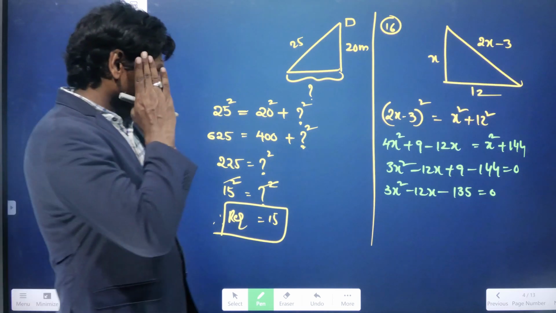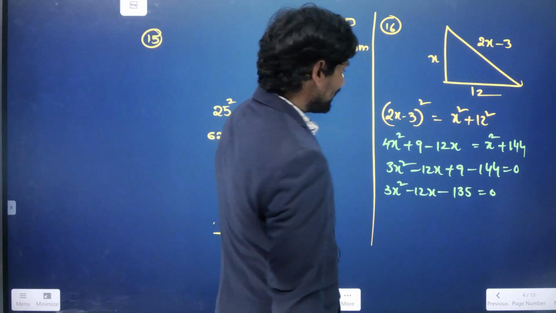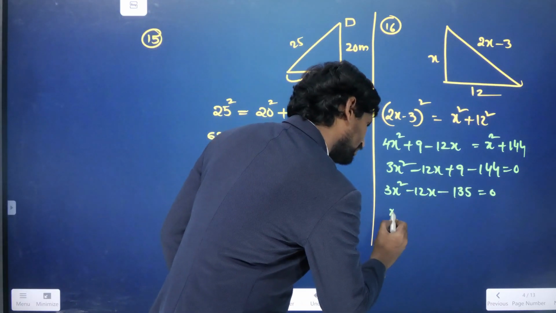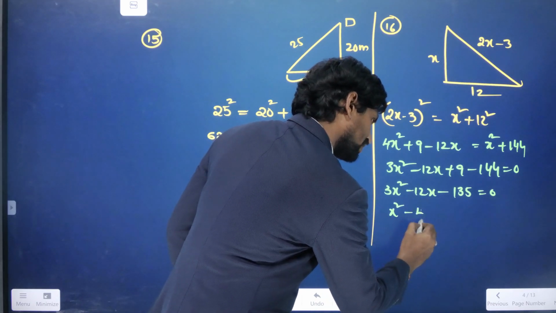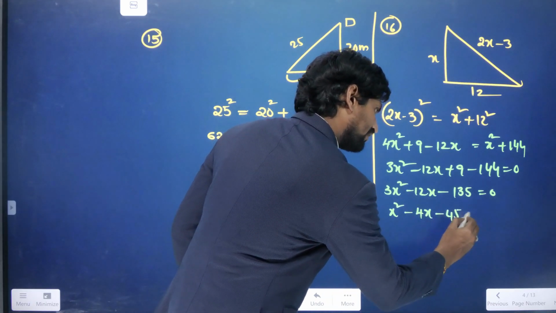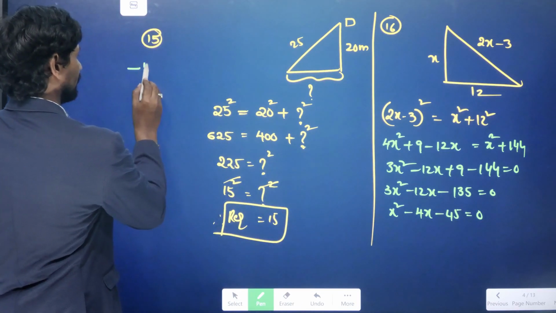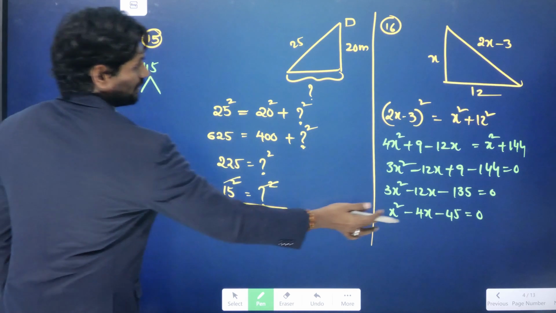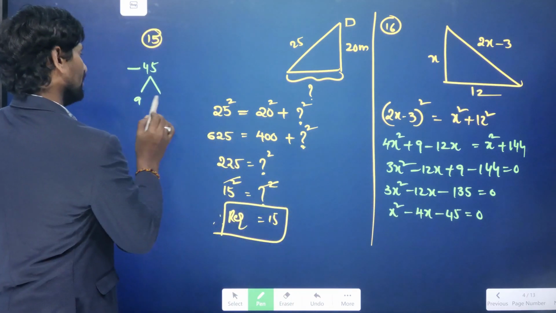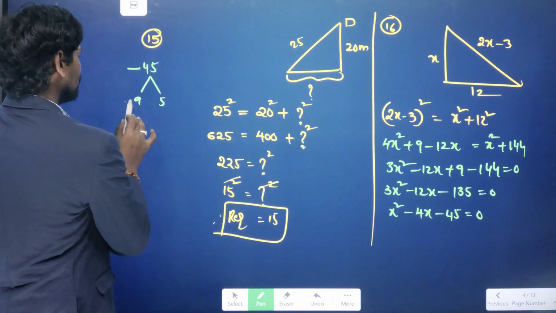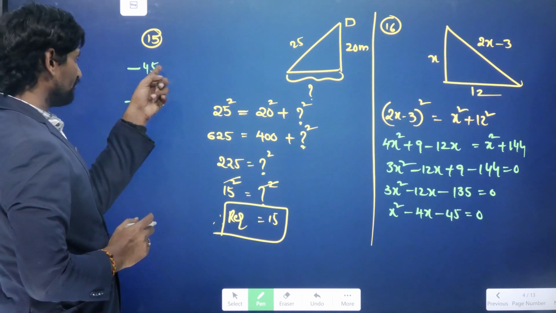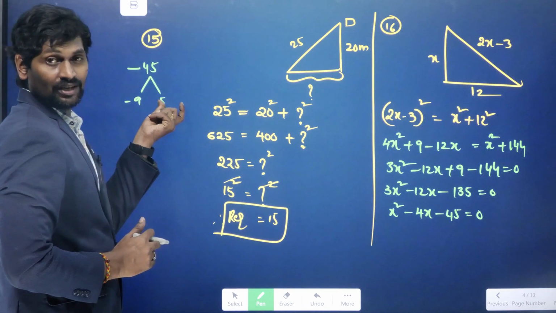Now I think everything will cancel in the 3 table. So let me take the 3 table here. 3 4s are 12, 3 4s are 12, 3 5s are 45. So let us try to find the factors of minus 45 here. To get minus 4, 9 fives are 45. The middle term is negative, so minus 9 into 5 is minus 45, and minus 9 plus 5 is minus 4.